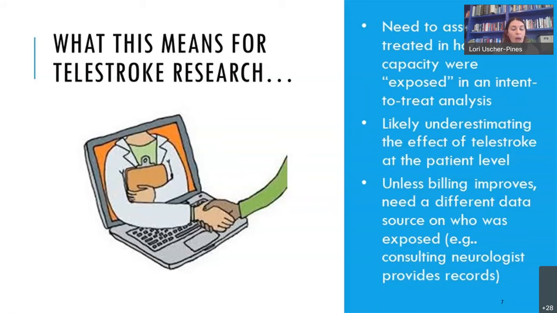This makes for a nice conservative study design for studying the effectiveness of telestroke. But this design likely underestimates the effect of telestroke at the patient level, because we're giving credit in some cases where patients didn't actually receive a telestroke consult. The ideal study would get a different data source other than claims to more precisely measure which patients were exposed to telestroke versus which were not. For example, consulting neurologists could provide data on the consults that they actually completed. Next slide.